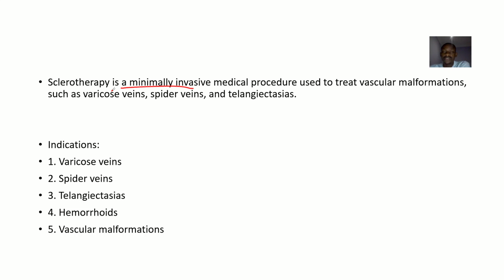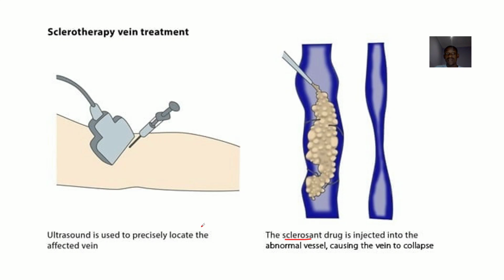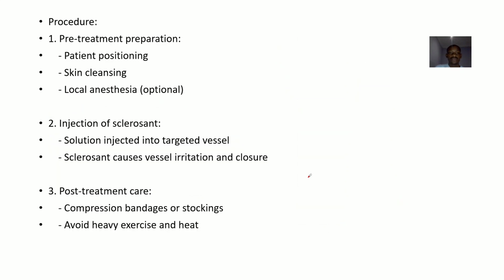Indications is more like compiling the disease conditions that this sclerotherapy can be applicable to. All right, so we've spoken about them, just to list them again: varicose veins, varices, spider veins, telangiectasias, right? Hemorrhoids and vascular malformations at all, right? You can actually use this sclerotherapy where you are injecting a sclerosant drug into the vein just to collapse the vein. All right.